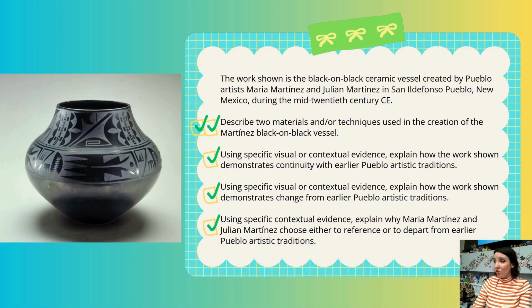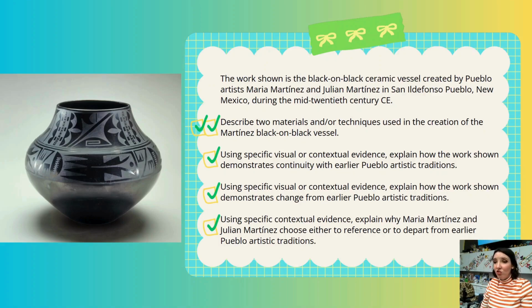Then we get into our tradition change. Using specific visual or contextual evidence, explain how the work shown demonstrates continuity with earlier Pueblo artistic traditions. So this question, it's saying continuity, that's tradition, with early Puebloan artistic tradition. So that's the context. It's talking about Puebloan art, not Spanish art, not in general American art, not ceramic art. It's talking about Puebloan. So that gives us our focus.